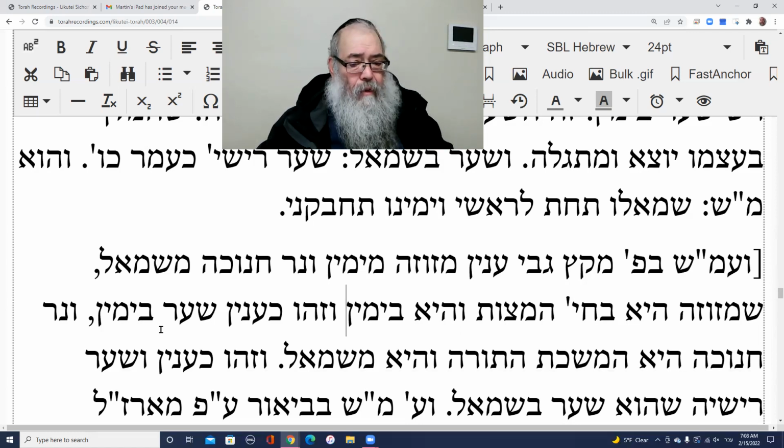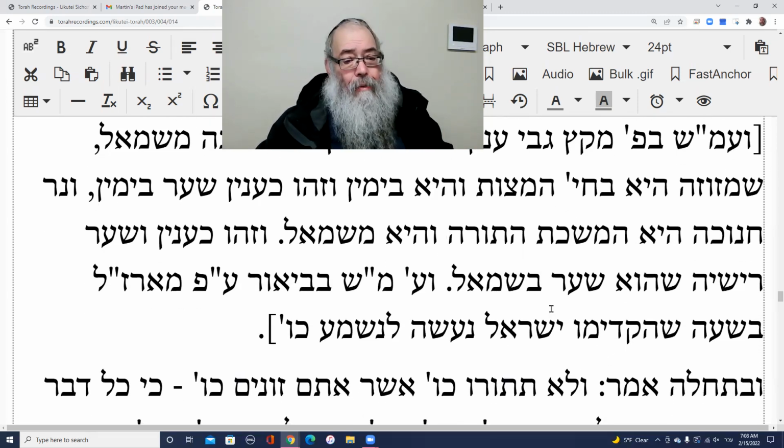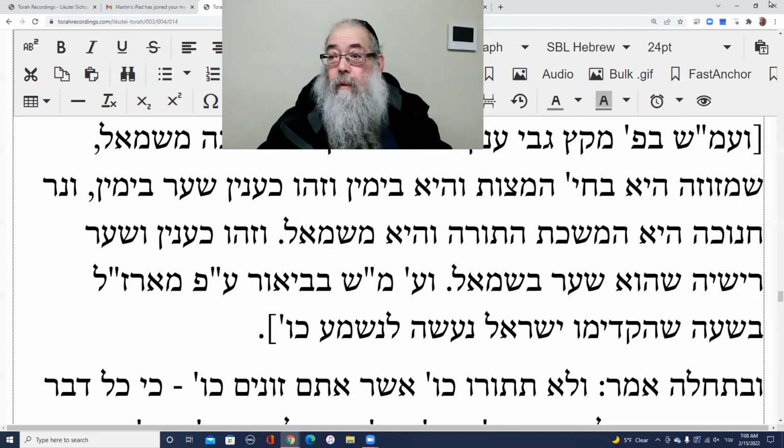That is like the gate, which is on the right, because we said the king goes in and out. That's like the level of mitzvos. And Ner Chanukah is bringing down Torah. Okay, leave it over here.